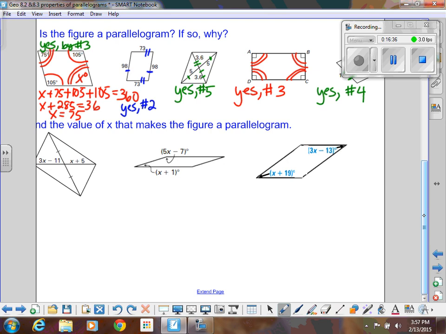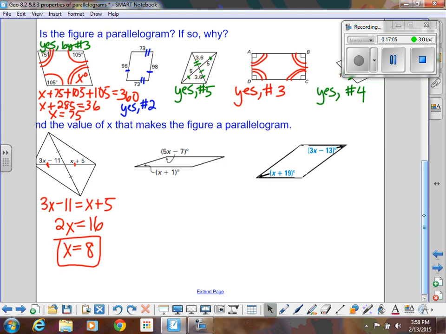I don't really like the way these are worded, but we're basically trying to solve for x so that we know it's a parallelogram. In this one, we're talking about diagonals, so these should be congruent. So I'm going to set 3x minus 11 equal to x plus 5. I'm going to subtract the x to get 2x. I'm going to add the 11 to get 16, and then divide by 2, and I get x equals 8.